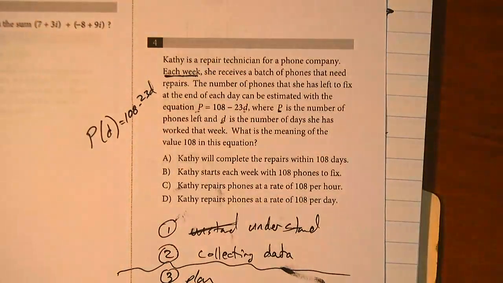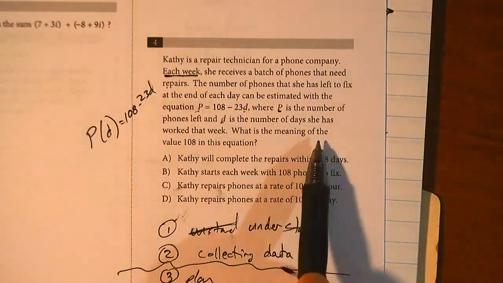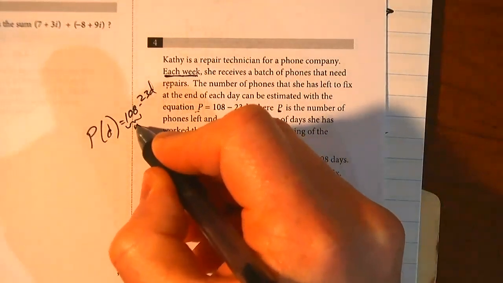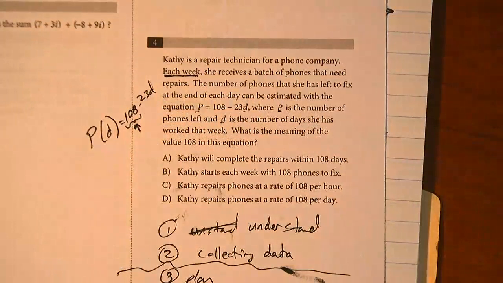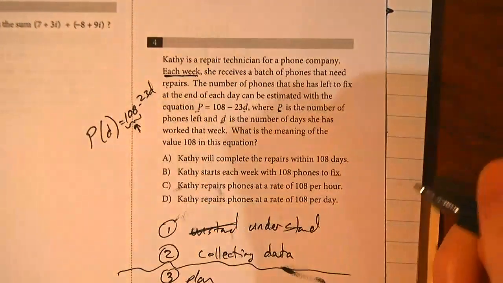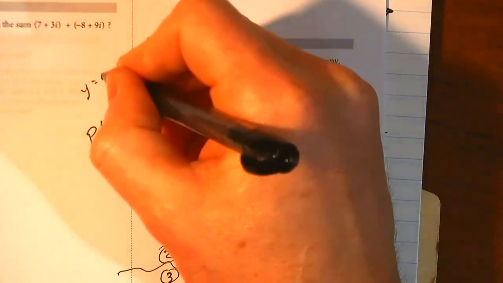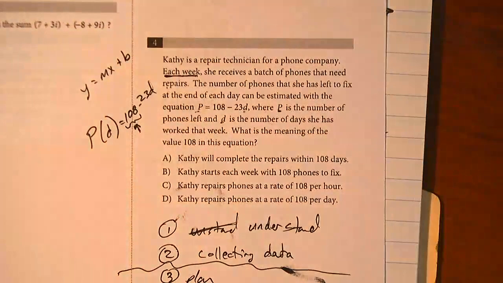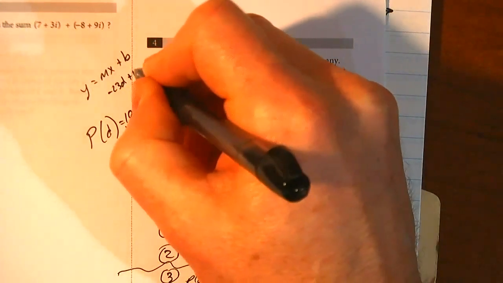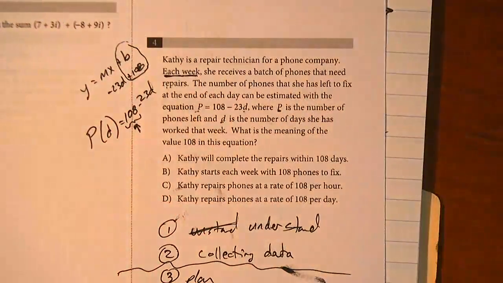Okay, now the question they asked is, what is the meaning of the value 108? So if we think about where it's at, 108 is not being multiplied by the D. If we were to write this in our slope-intercept form, the function form, then we would have the negative 23D plus 108. The 108 is the constant at the end.